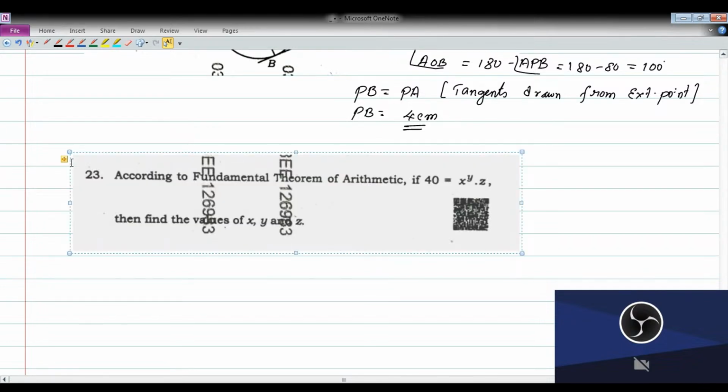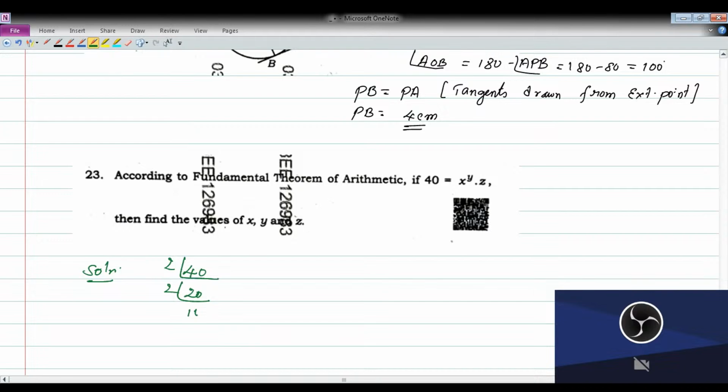Yes. So question number 23 is like this. According to the fundamental theorem of arithmetic, if you write 40 in terms of x to the power y into z, that means you have to consider the 40 and find out the prime factors of this. What are the prime factors of 40? That is 2 20s, 2 10s, 2 5s, and 5 1s.